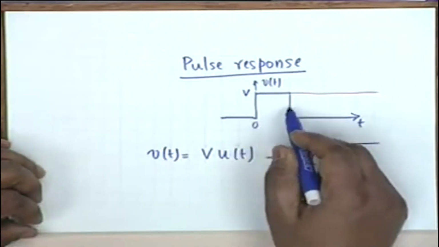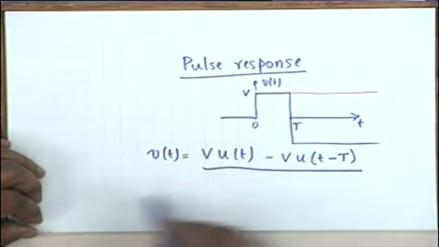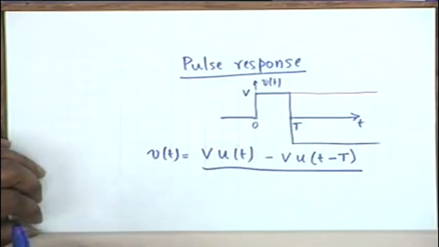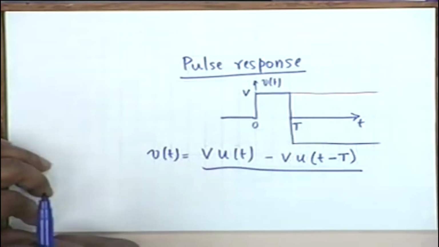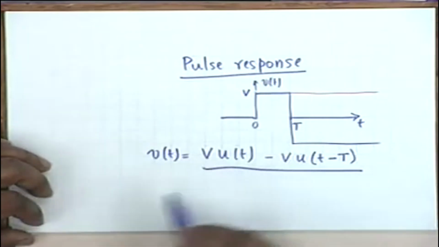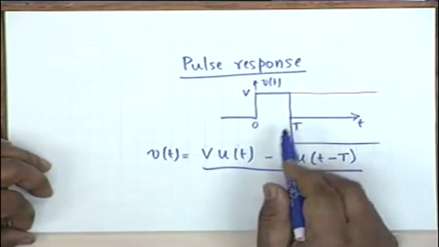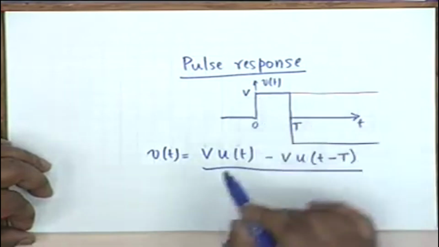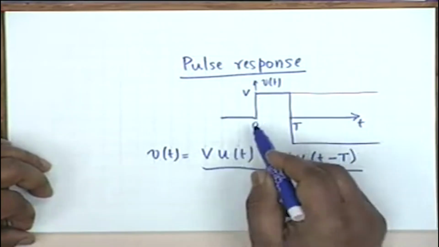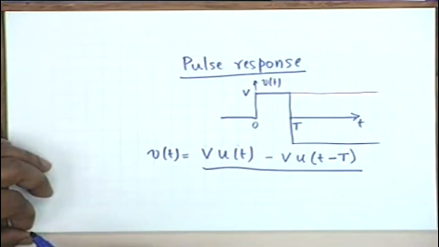This voltage pulse can be represented by the difference between two steps, each of amplitude V, but the second one occurring at a later instant, that is capital T. You see, if you add the red curve with the pink curve, then this is what you get precisely.